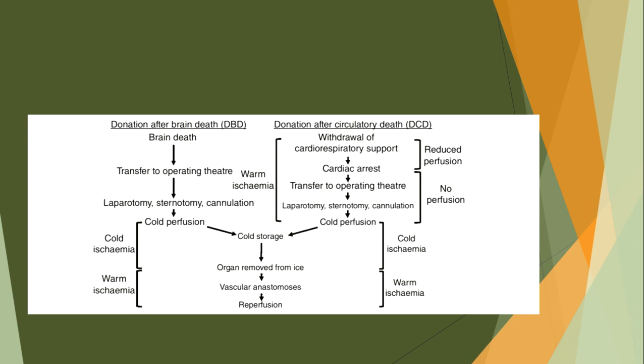So here we see the scheme. Donation after brain death: brain death, transfer to operating theater, laparotomy, sternotomy, cannulation, cold perfusion, and cold storage, and then reperfusion. Donation after circulatory death: withdrawal of cardiorespiratory support, cardiac arrest, transfer to operating theatre, laparotomy, sternotomy, cannulation, cold perfusion, and cold storage.